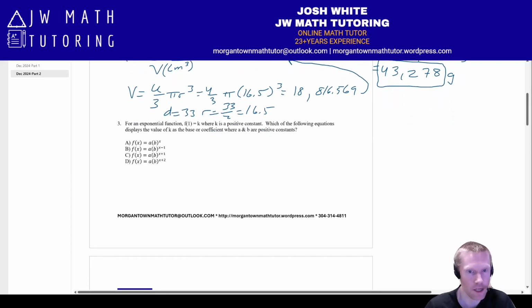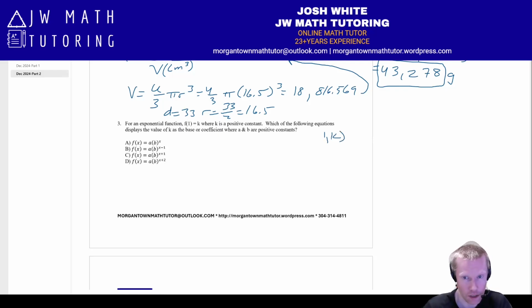All right, next up, the bottom of the page, we have another exponential function here. And basically, they tell you that when you plug in 1 for x, you get some number as the output, as the corresponding y value, i.e. you have a point 1 comma k.